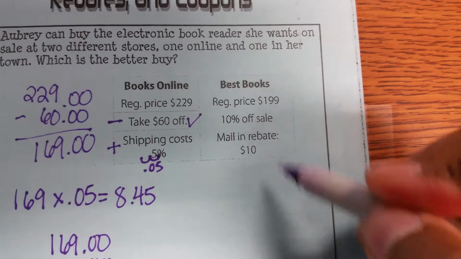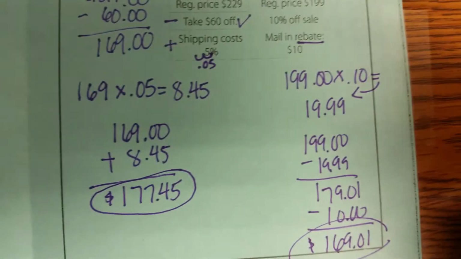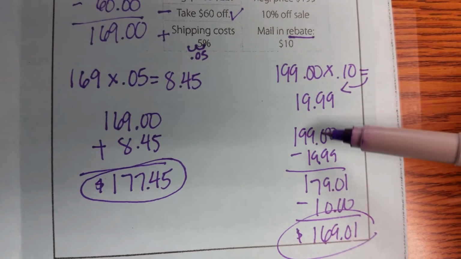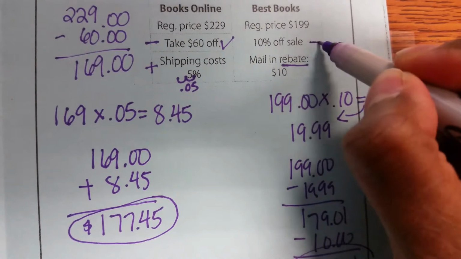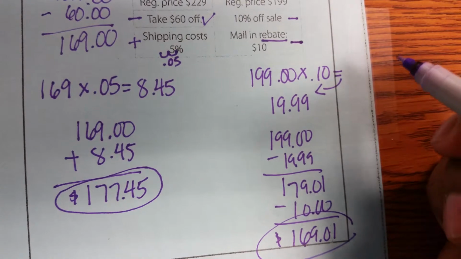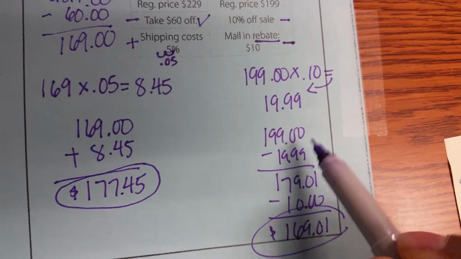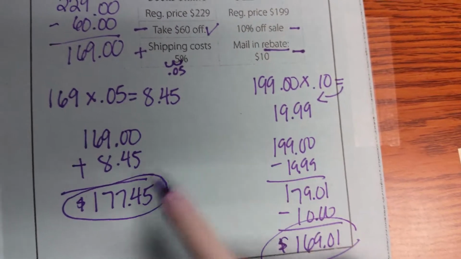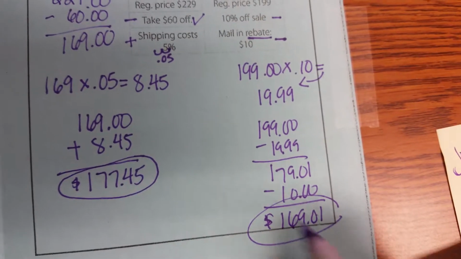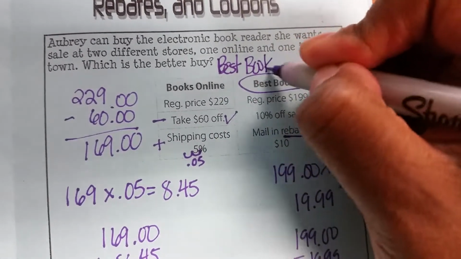Okay, so here what I want you to do with your partner is I want you to figure out what this one would be with a 10% off and a $10 rebate. Okay, so what you should come up with is 10% of $199 is $19.90. That is a 10% off. That's subtract, and a mailing rebate, you get that money back. So you're going to subtract that as well. So when you do that, you'll get a total of $169.01. So which has the better buy would be Best Books, because $169.01 is less than $177.45.